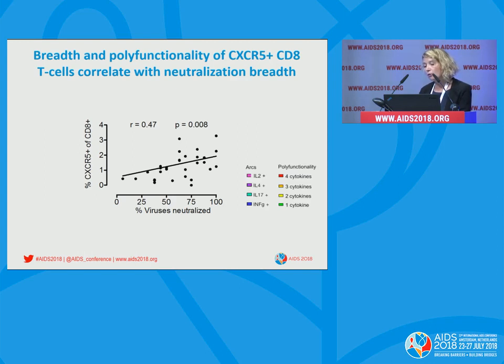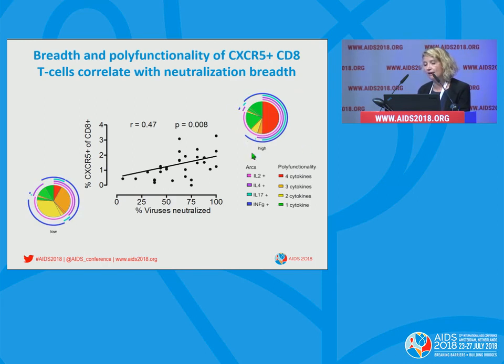And when looking for polyfunctionality, meaning secretion of more than 2 cytokines in response to HIV peptide, we observed that children with high neutralization breadth, here in the upper right corner, actually had significantly more polyfunctional follicular CD8 T cells than those with low neutralization breadth.